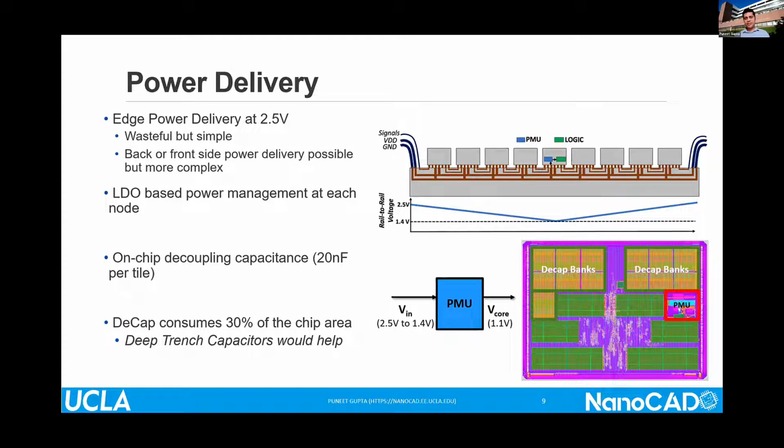Another small thing I wanted to point out is, remember, in this substrate, in the first run, we did not have access to any sort of deep trench caps in the substrate. So as a result, all the decoupling cap had to be on-chip, which means a big fraction of our chiplets were just decap banks. And this is just showing you the die photo of that.